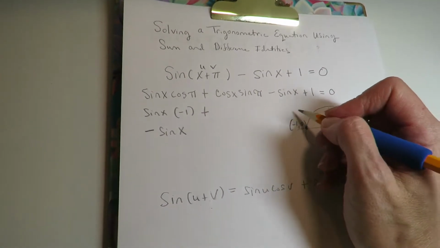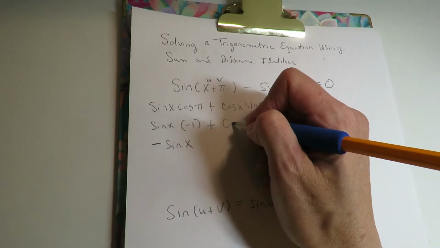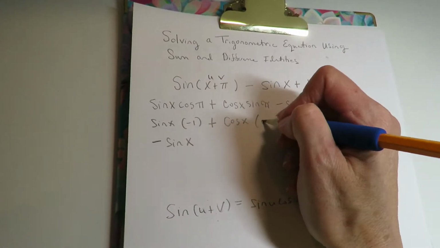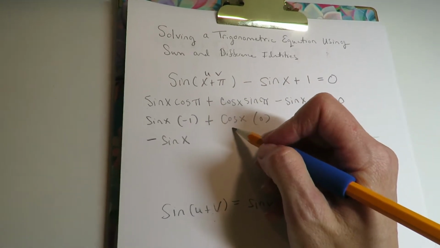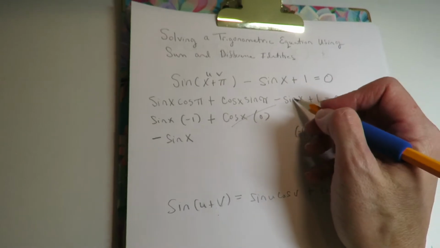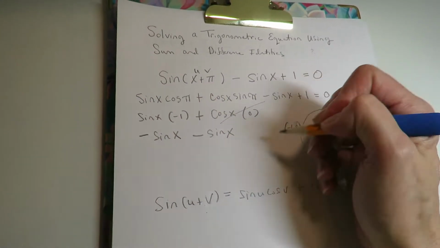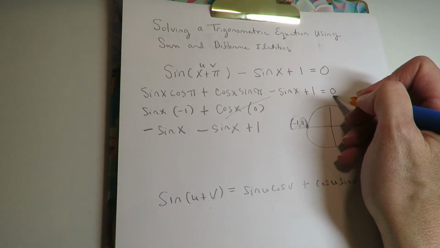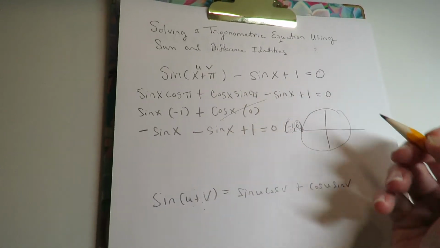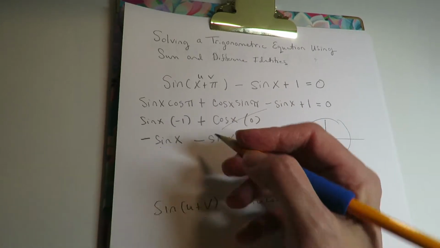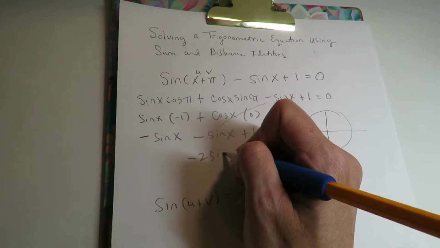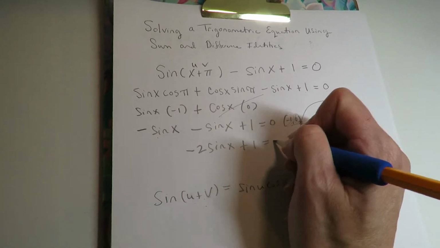Sine of pi, that's 0, so that's cosine of x times 0. So that's going to go away because 0 times anything is 0. I'm going to pull this negative sine of x down. I'm going to pull this plus 1 down, and I'm going to set it equal to 0. Okay, I'm going to add these together: -2 sine x plus 1 equals 0.